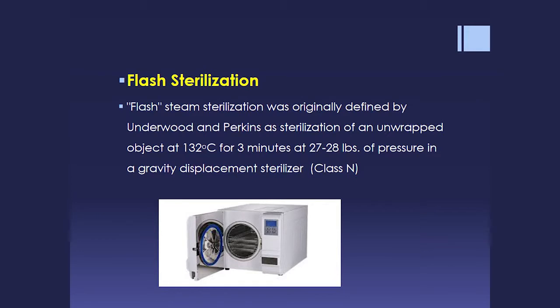So in flash sterilization you have to keep this instrument at 132 degrees centigrade for 3 minutes at 27 to 28 lbs pressure in a gravity displacement autoclave, for example a class N or pressure cooker type autoclave, and then you can use this instrument immediately.